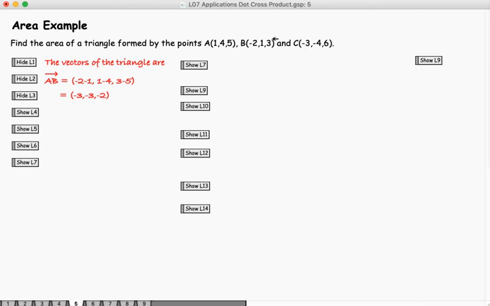I could also define vector BC to be another side in the triangle. And if we think about how that would work, we can plug into the formula, end minus start, or alternately, to translate this back to the origin, add 2, translate that back to the origin, subtract 1, to translate that back to the origin, subtract 3. So we'll get -3 plus 2, -4 minus 1, and +6 minus 3. And that is going to give us -1, -5, +3.